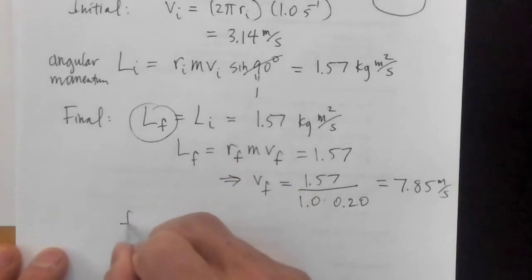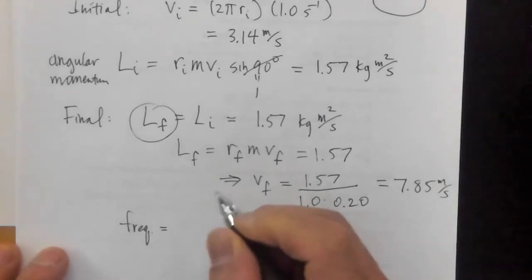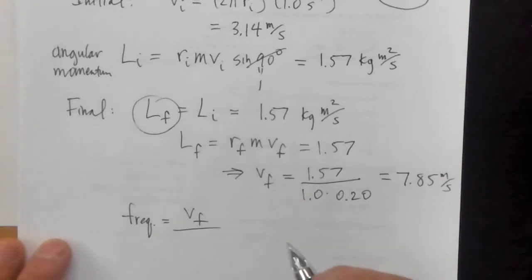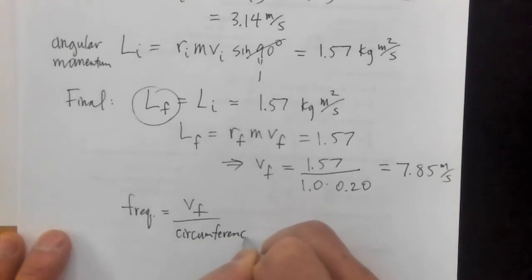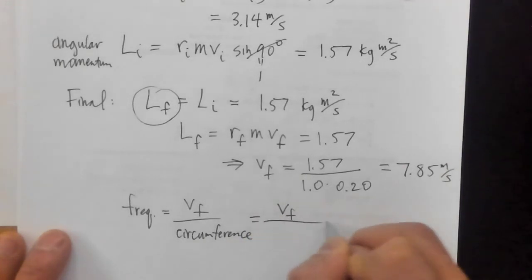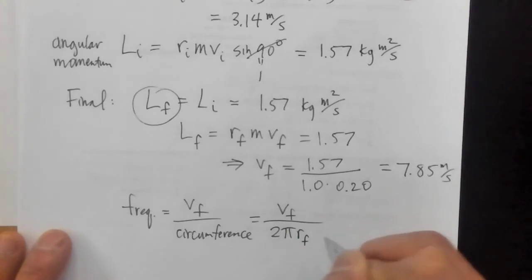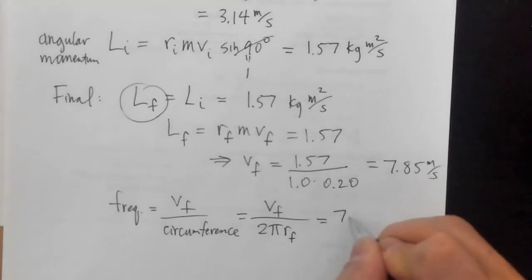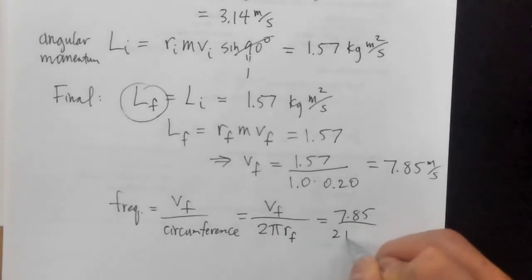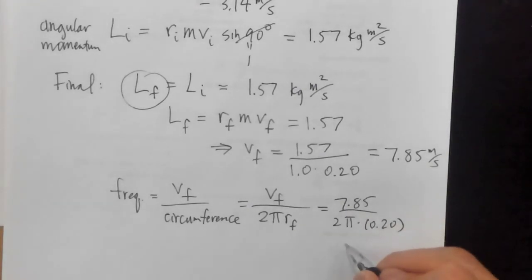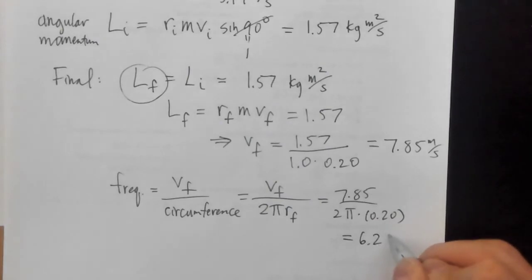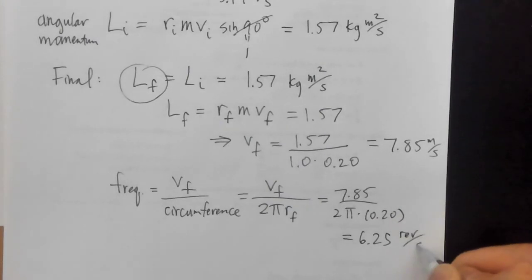Now we just get the final frequency. So this will be v_f divided by the circumference of the new circle. Okay, so v_f divided by 2 pi r_final, and you plug in the numbers: 7.85 divided by 2 pi times the new radius, 0.2, and that comes out to 6.25 revolutions per second.